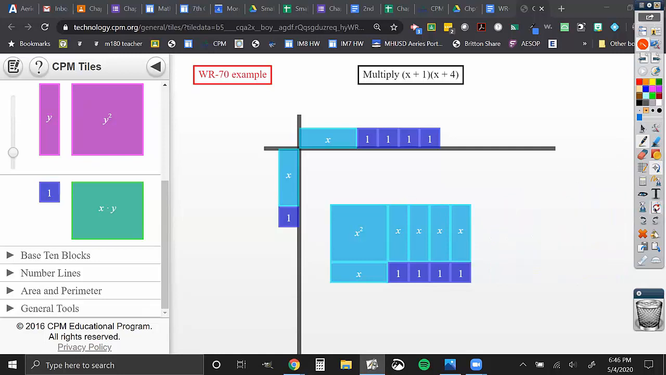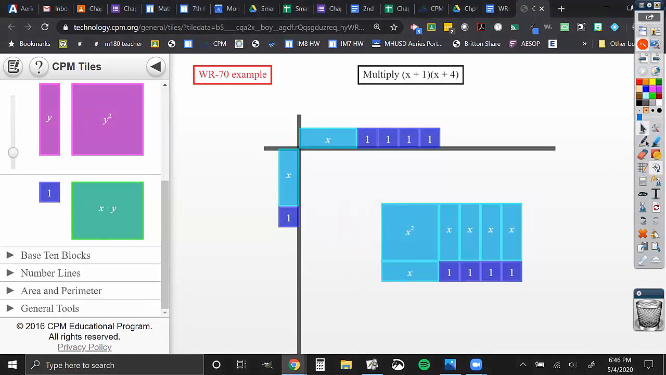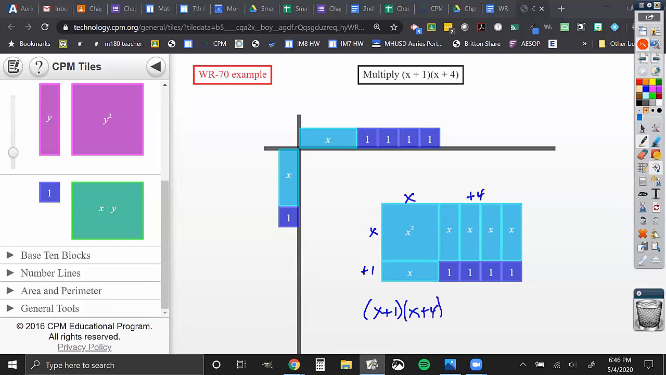Now, I'm going to go ahead and keep mine. You can draw your own on your paper right now. And then I want you to label this x plus 4 and this x plus 1, because it's x this way plus 1 that way. And below it, you're going to write x plus 1 times x plus 4 is equal to. So this is called a product. It's the product of length times width. And what we want to put here is the sum of all the parts.